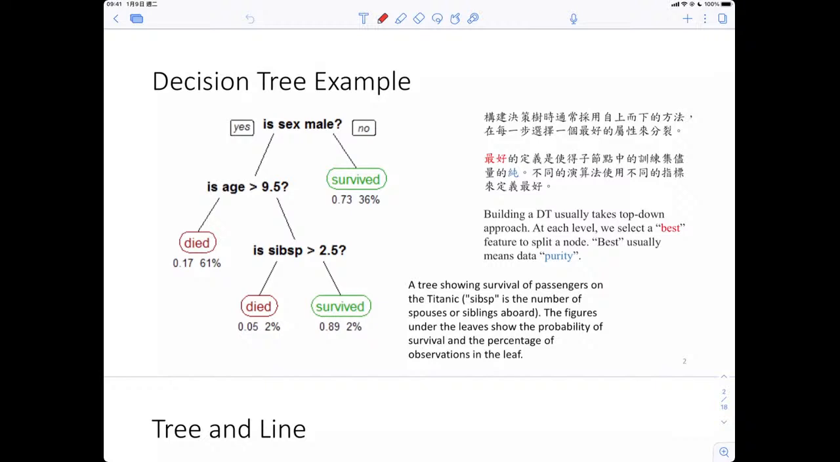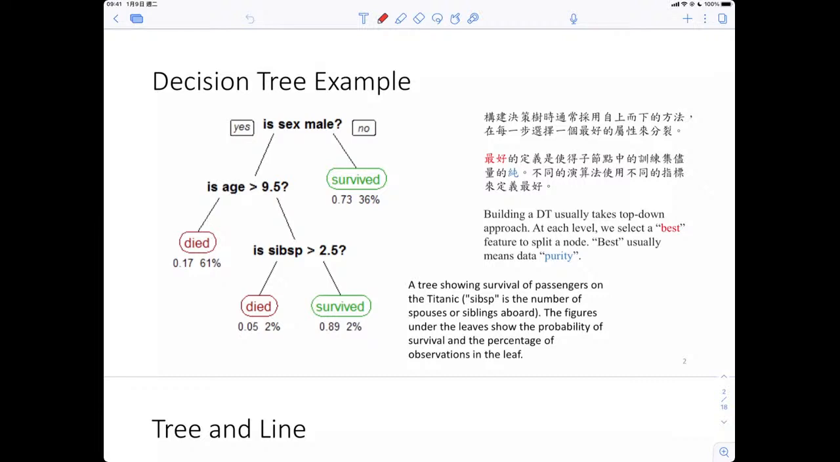So here's an example. It uses the Titanic dataset. The first question is, is sex male, yes or no? If the answer is no, there's a 36% chance of survival. And on the left-hand side, is the age larger than 9.5, yes or no? Then, are the siblings larger than 2.5, yes or no?